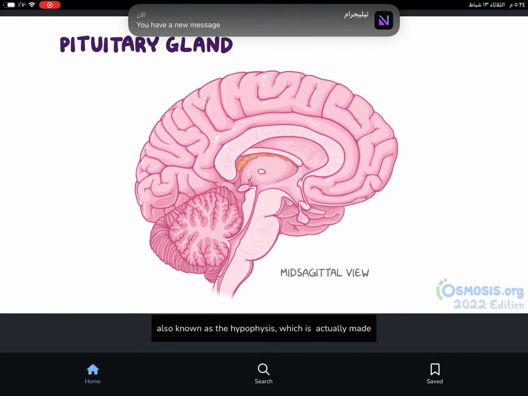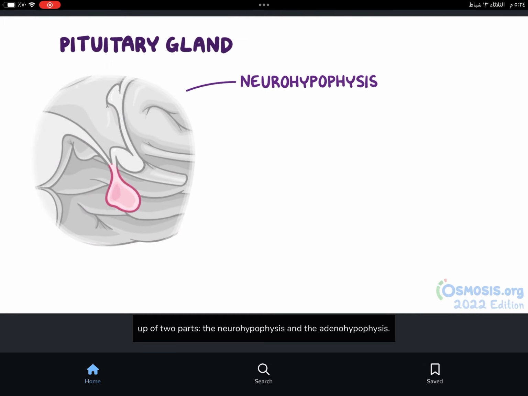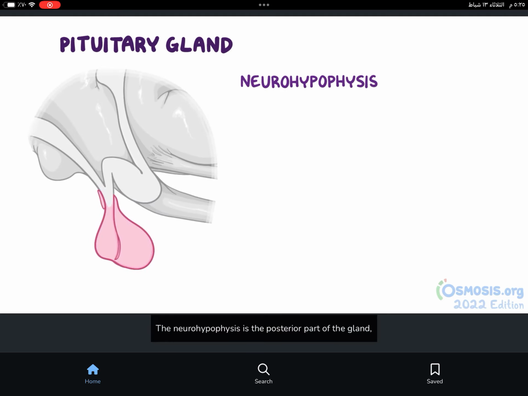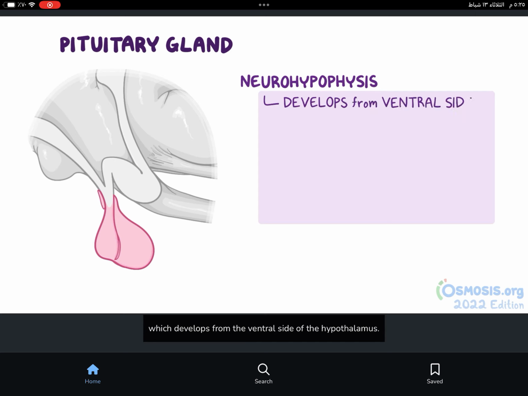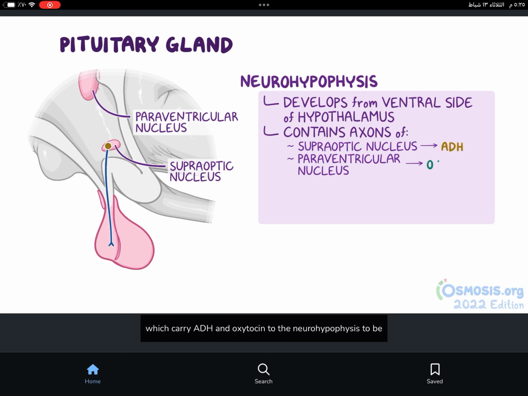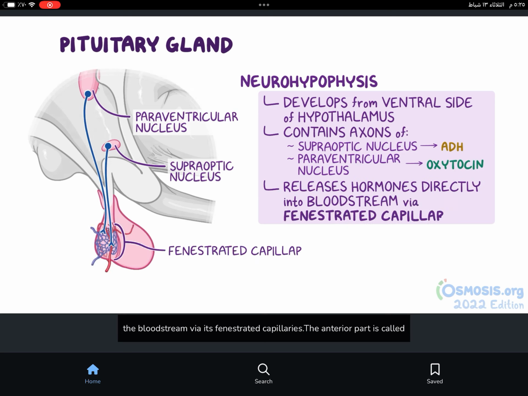Okay. Now let's take a closer look at the pituitary gland, also known as the hypophysis, which is actually made up of two parts, the neurohypophysis and the adenohypophysis. The neurohypophysis is the posterior part of the gland, which develops from the ventral side of the hypothalamus. It contains axons of the supraoptic and paraventricular nuclei, which carry ADH and oxytocin to the neurohypophysis to be stored. When needed, the neurohypophysis releases these hormones directly into the bloodstream via its fenestrated capillaries.